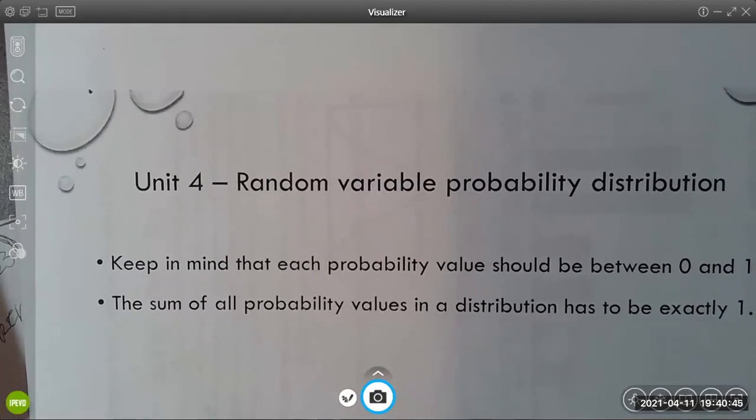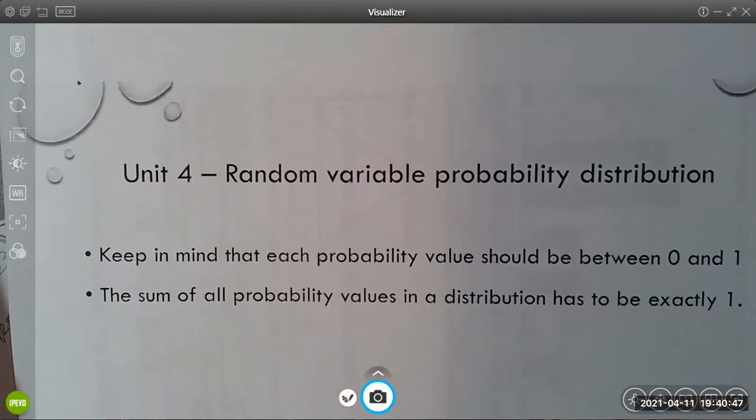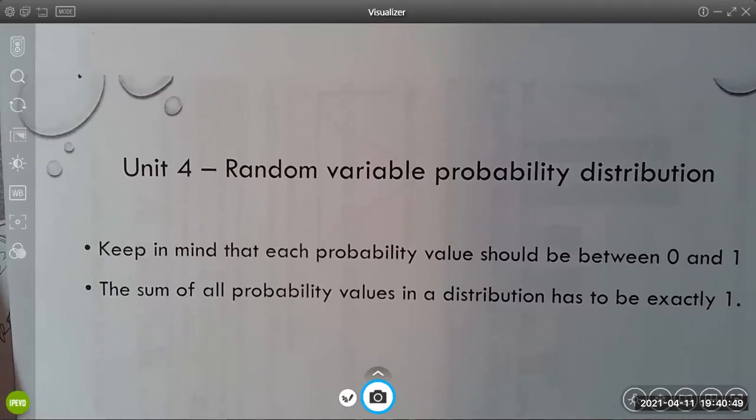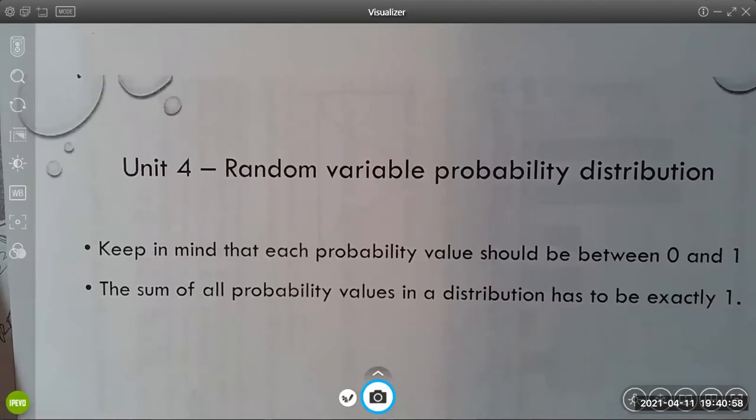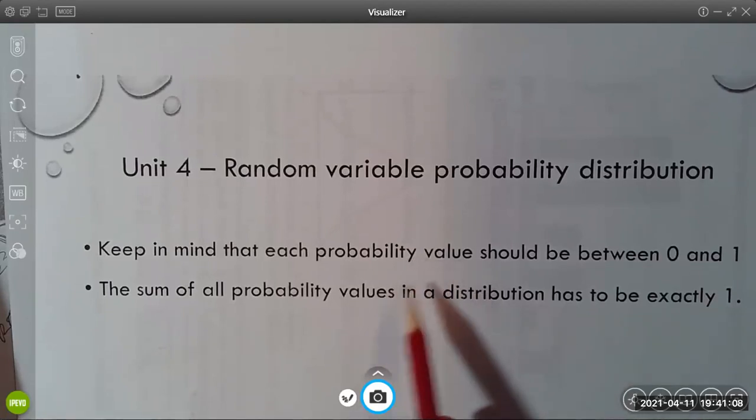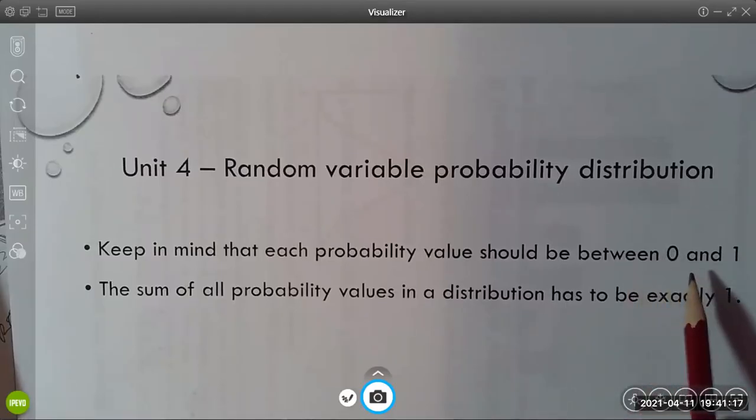To summarize, then we look at some exercise problems. Keep in mind that each probability value should be between 0 and 1. Secondly, the sum of all probability values in the distribution has to be exactly 1. I cannot overemphasize that. I guarantee that no matter how I emphasize this, there will be students who still get something like 12, 74, or 100 as a probability, even though we clearly say it has to be between 0 and 1.